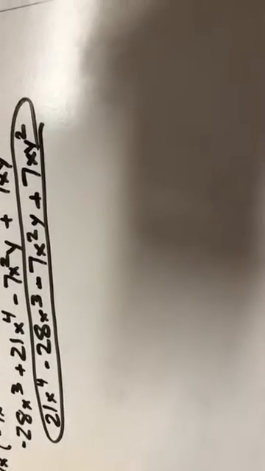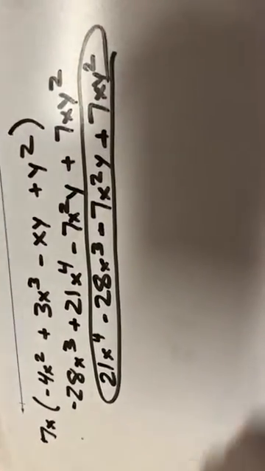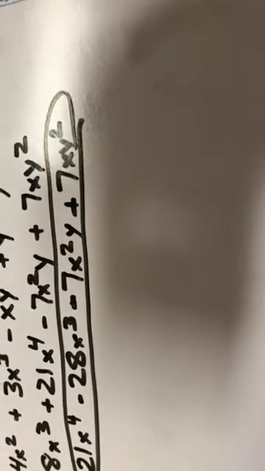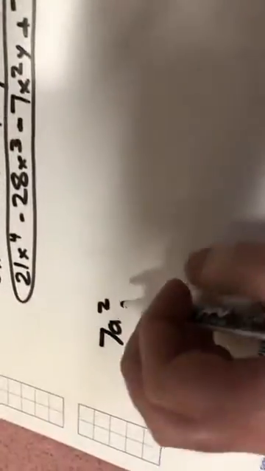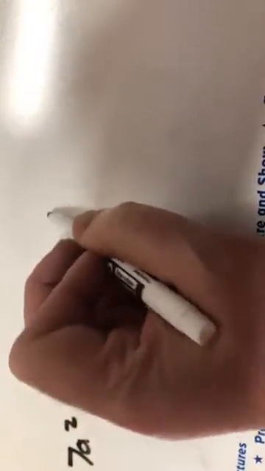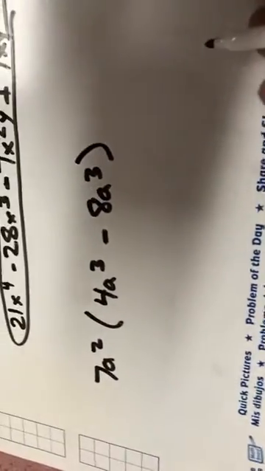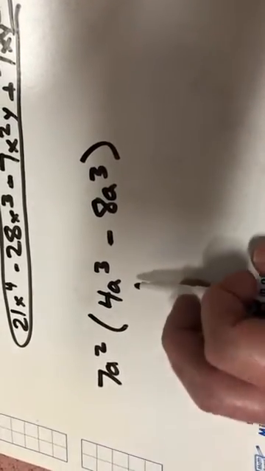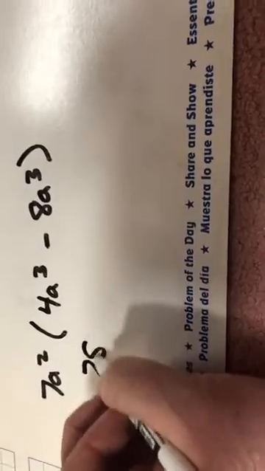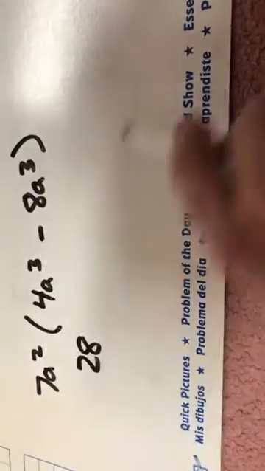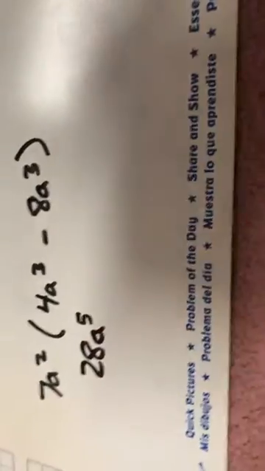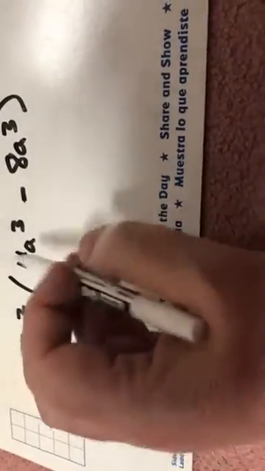All right, let's look at one more, and then I think we'll have you feeling pretty comfortable. Let's say, for example, that I get 7a to the power of 2, and I'm going to multiply that by 4a to the power of 3 minus 8a to the power of 3. So I'm going to look at that one there. And I say, okay, 7a to the power of 2 times 4a to the power of 3. Well, 7 times 4, that's going to give me 28. a to the power of 2 times a to the power of 3 is going to give me a to the power of 5, because I'm just going to add the 2 and the 3.